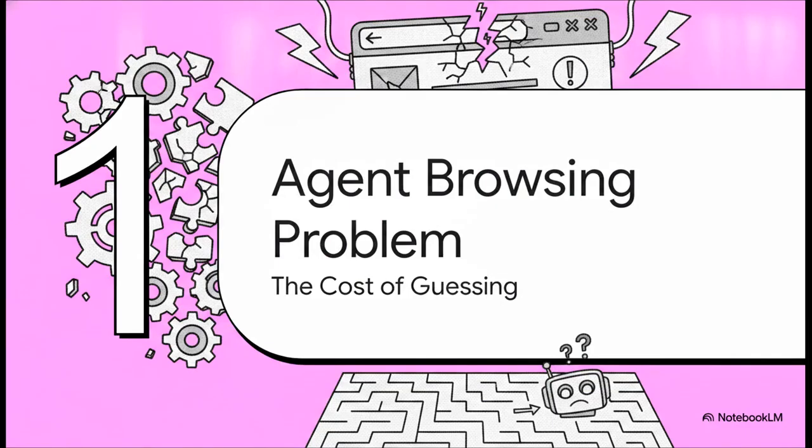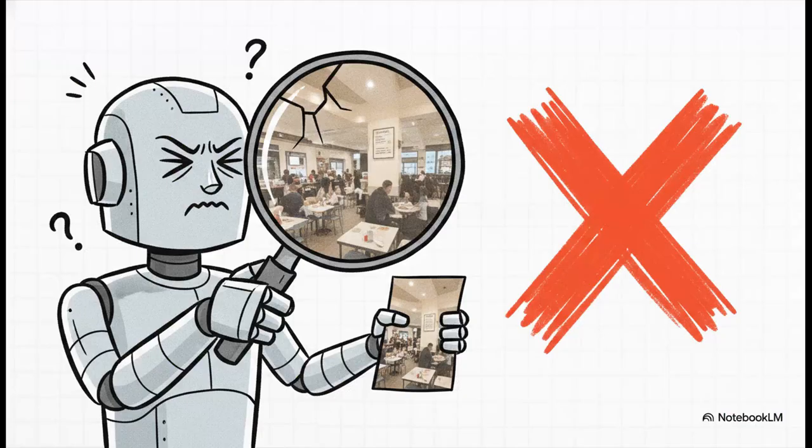All right, let's kick things off with Section 1, the agent browsing problem, the cost of guessing. Think about it like this. Asking an AI to reverse engineer a human interface, like parsing CSS, reading screen pixels, or crawling an accessibility tree just to find a checkout button, is exactly like trying to read a menu by looking at a photo of a restaurant's dining room. The information might technically be in there somewhere, but extracting it is painfully slow, super unreliable, and prone to breaking if the layout shifts even slightly.